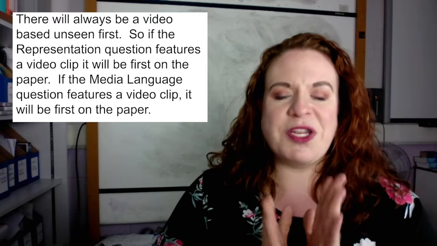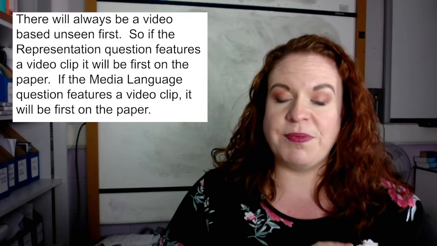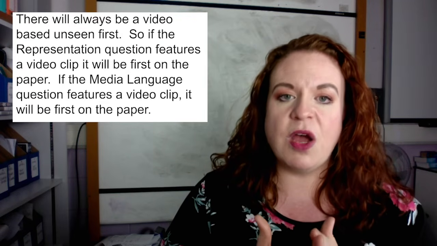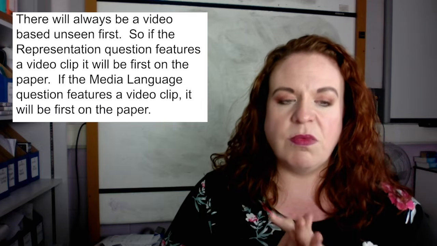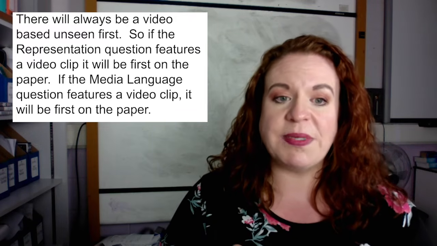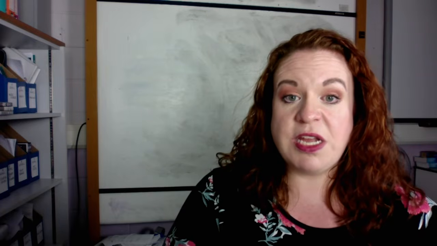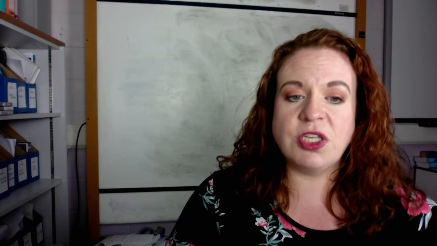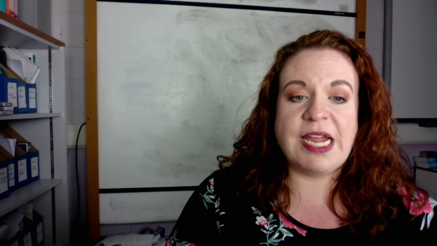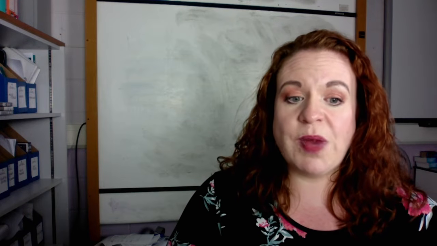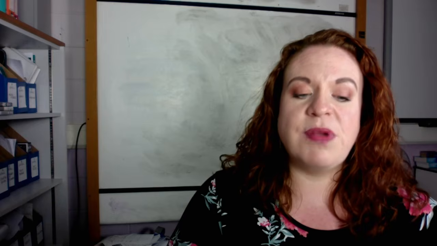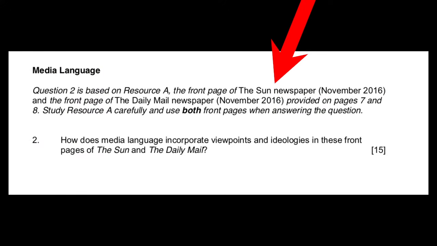But it depends which question has the video clip. There will always be a video unseen, either for media language or representation. Now, in this example, they had an unseen TV advert, basically, for the Save the Children campaign. So their first video clip was a TV advert, and it was a representation question in comparison to WaterAid. Then they have a print unseen, which they provide for you.